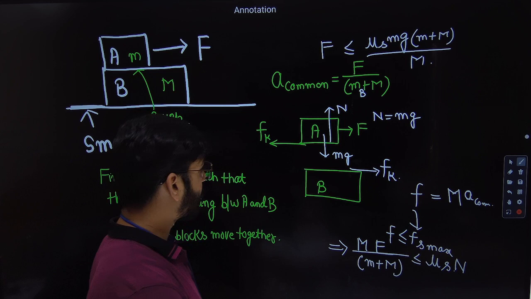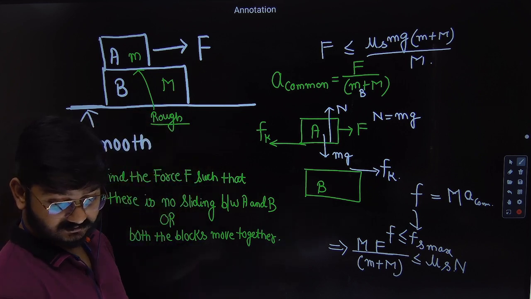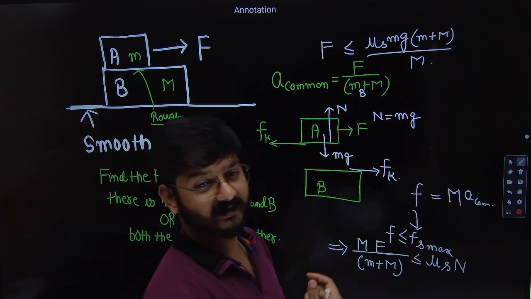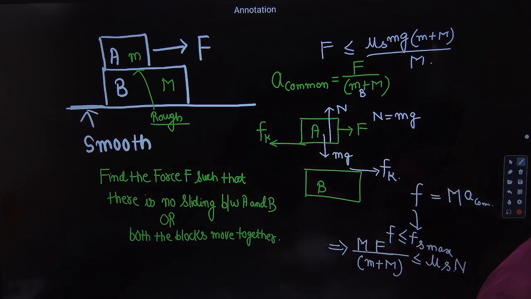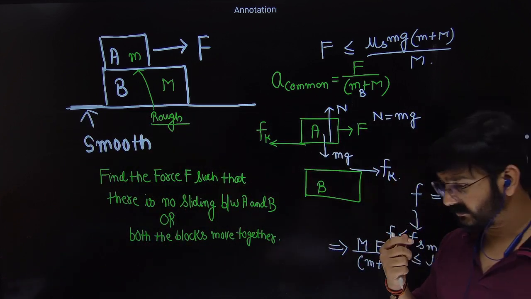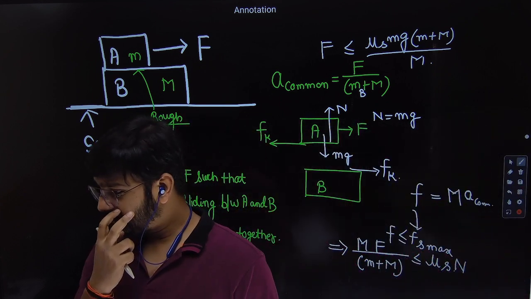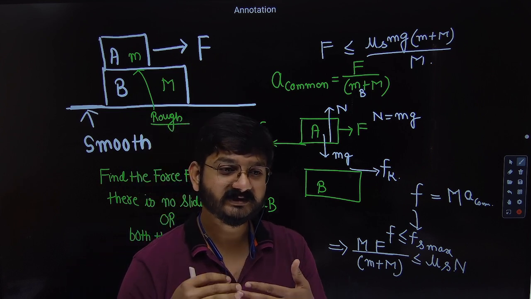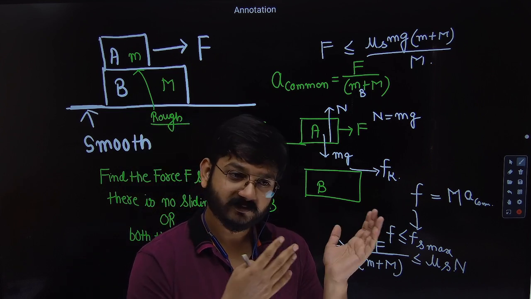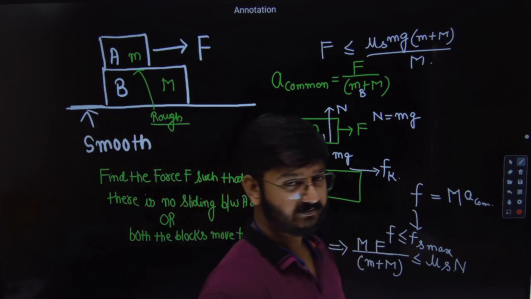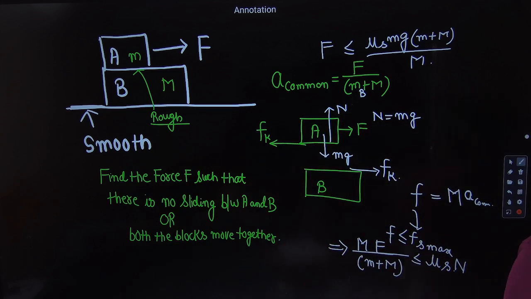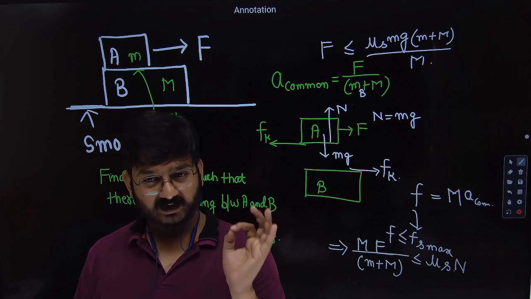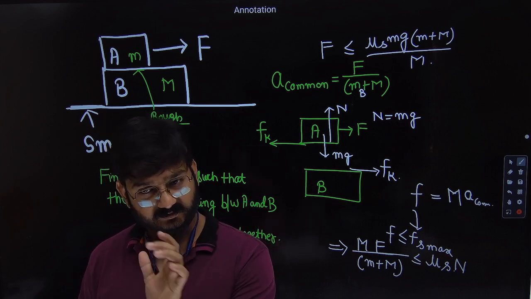The question is, if sliding is happening, all of you write down the question. If A is sliding on B, what does that mean? Will they have the same acceleration or different? Find the different accelerations. That is the question. So if A is sliding on B, find the acceleration of A and B individually.